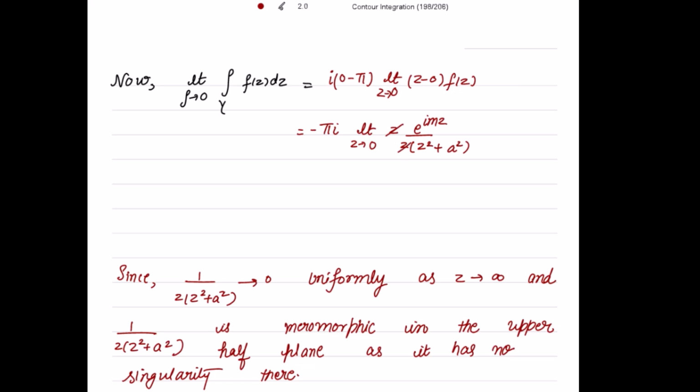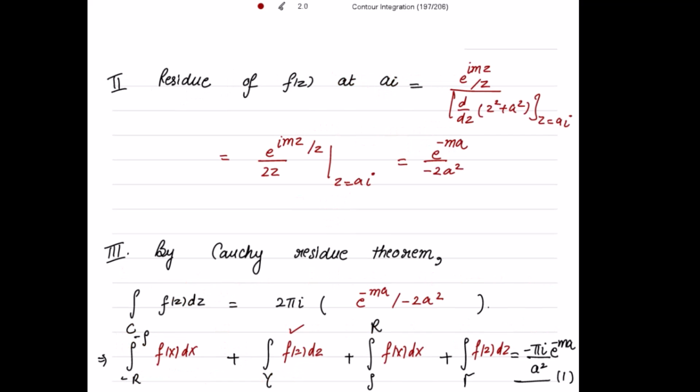Cancel this z, and then this is minus pi iota times the limit. Let's put z equal to 0 now. This will be e to the power 0, which becomes 1, and the denominator will be a square. So this is minus pi iota over a square, right? Now for this integral we have calculated.